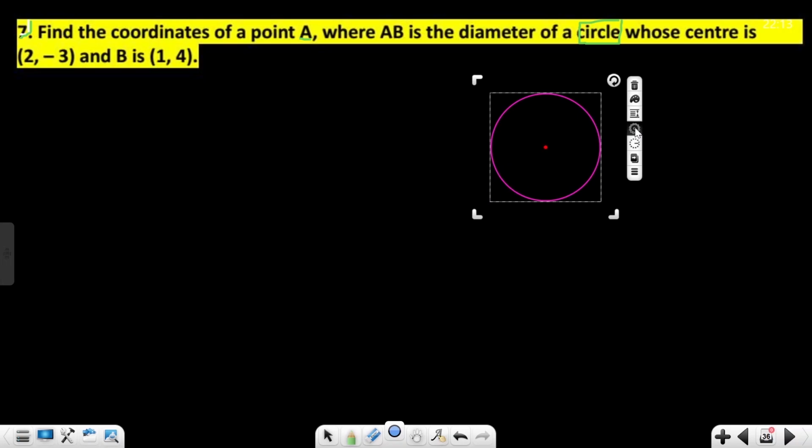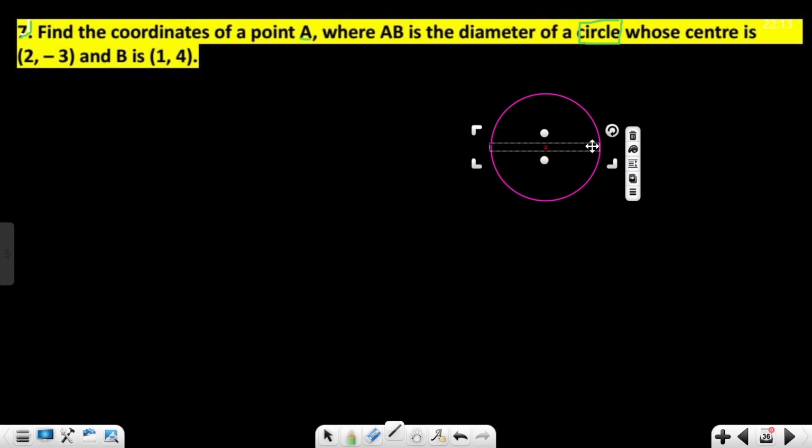Okay, with the center point, what is the diameter property? The diameter is the longest chord through the center, right? The longest chord through the center point, so we can say the diameter is AB.